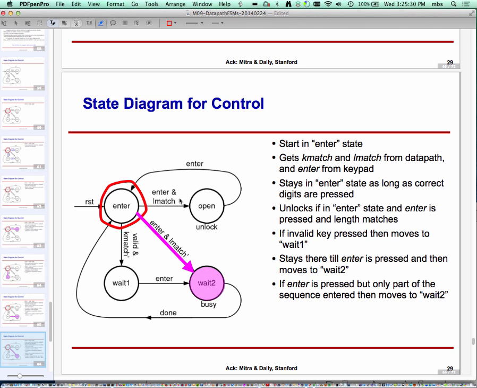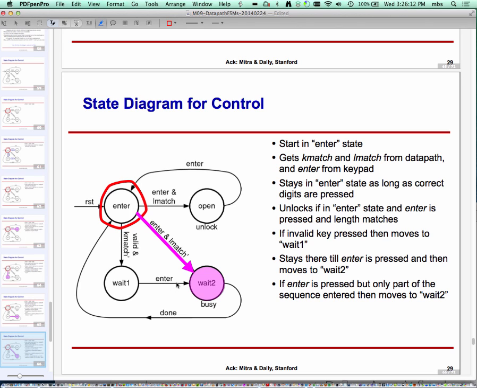Again, this open state corresponds to, if I keep pressing the correct keys in the correct sequence, I will stay put out here. If the correct keys have been pressed in the correct sequence, and therefore a length match happened, so the full code is pressed and enter is hit, then I go to open. If on the other hand there is not a key match, so an incorrect key is pressed, then I'm going to go out here, and then I'm going to wait in this state, and then upon hitting enter, I'm going to go out here.